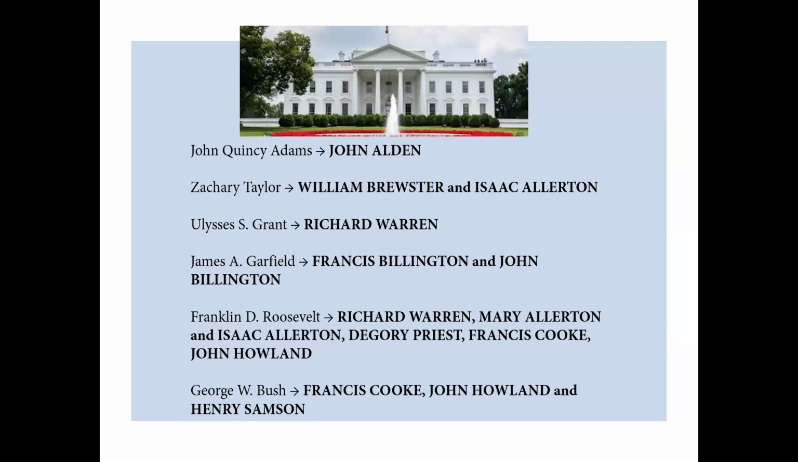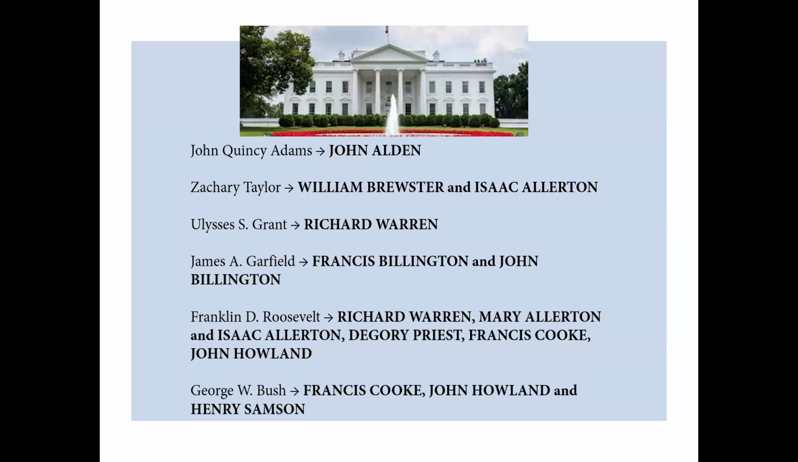So if you know you have one of these presidents in your family tree, for example, that might be someone to look into because you might have identified a potential Mayflower passenger. If, let's say, you have Zachary Taylor in your tree, you know he has a William Brewster and Isaac Allerton line.